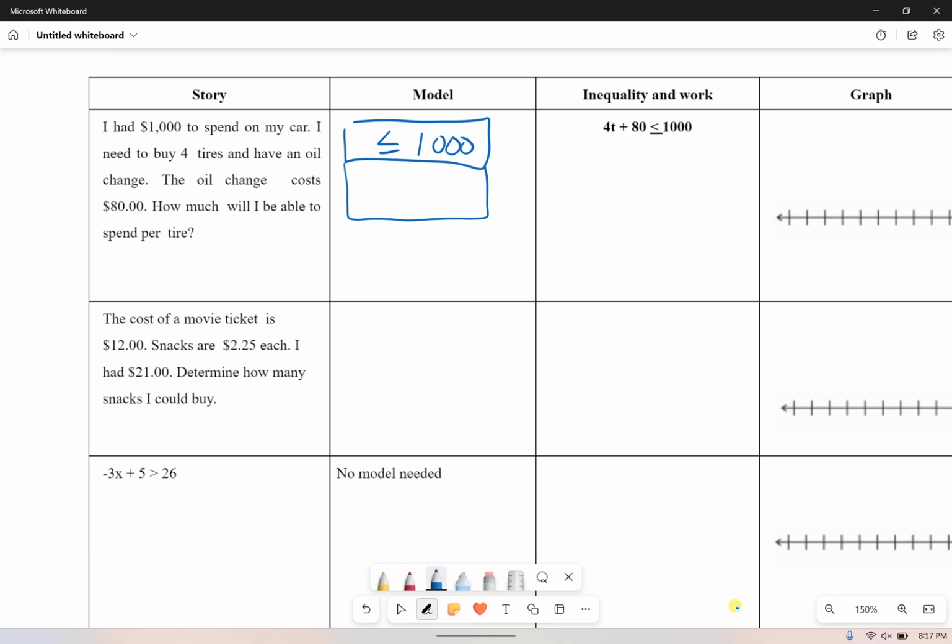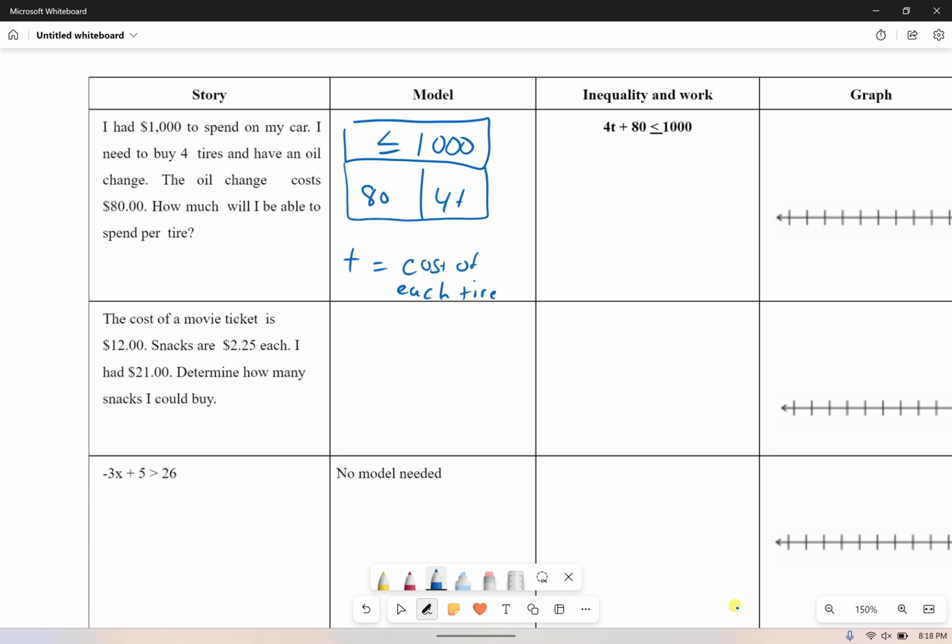I had to get an oil change, and that's $80. And then I had to buy 4 tires. I know I had to buy 4 tires, but I don't know how much the tires cost. So, T is going to be the cost of each tire. Since I had to buy 4 of them, it's going to be 4T. So the cost of the tires plus the oil change has to be less than or equal to 1,000. Now when I do this, I'm going to subtract out $80 for my oil change.